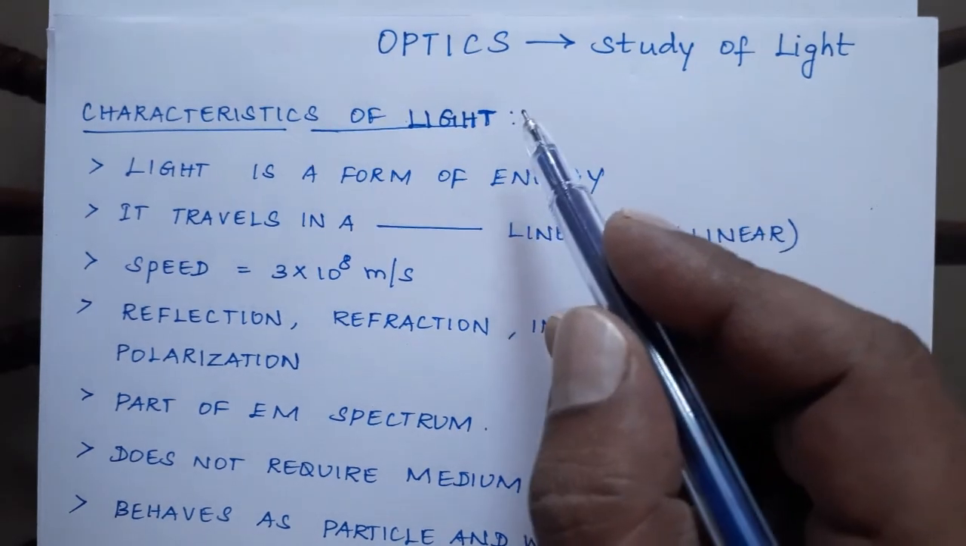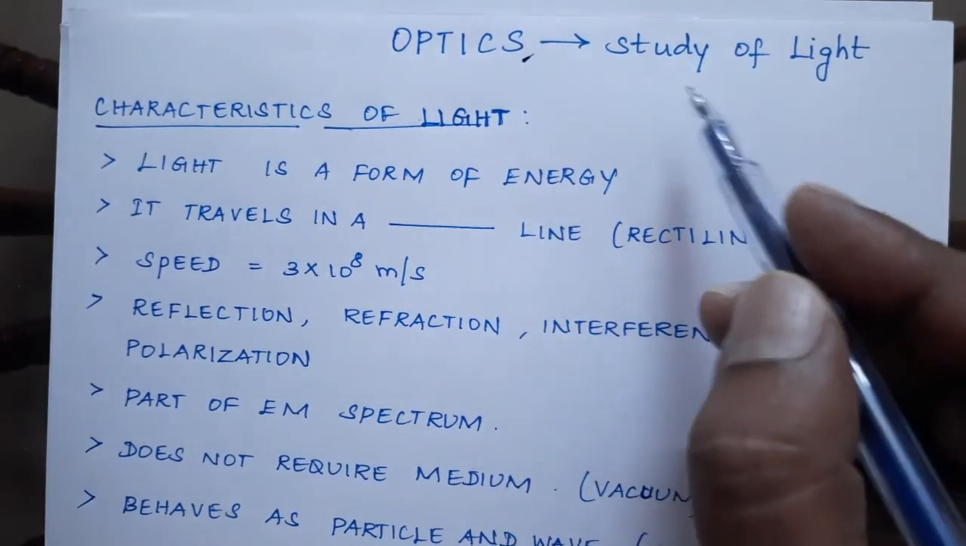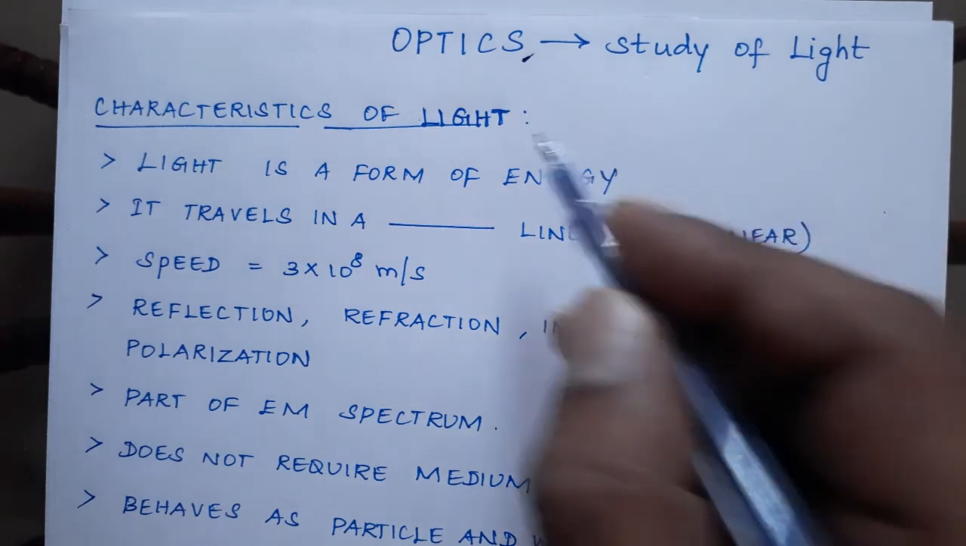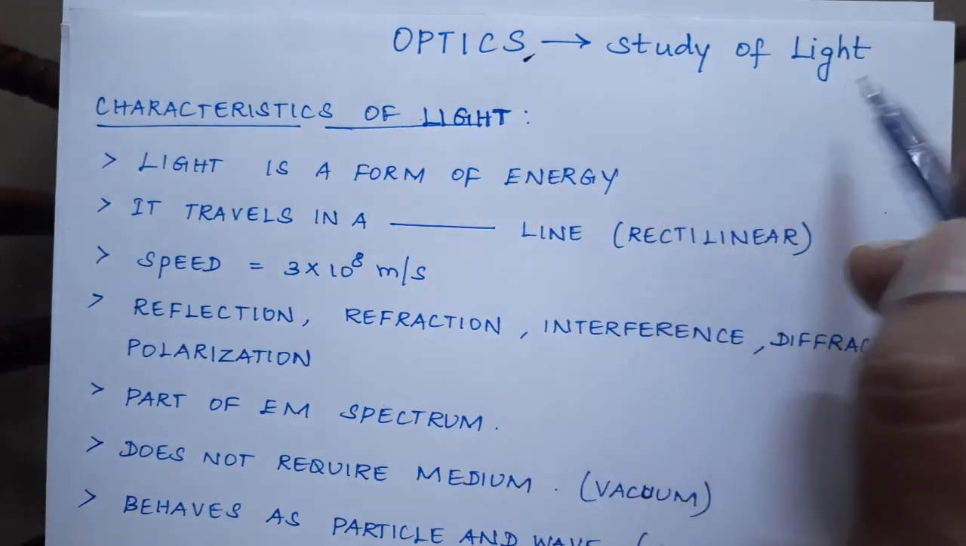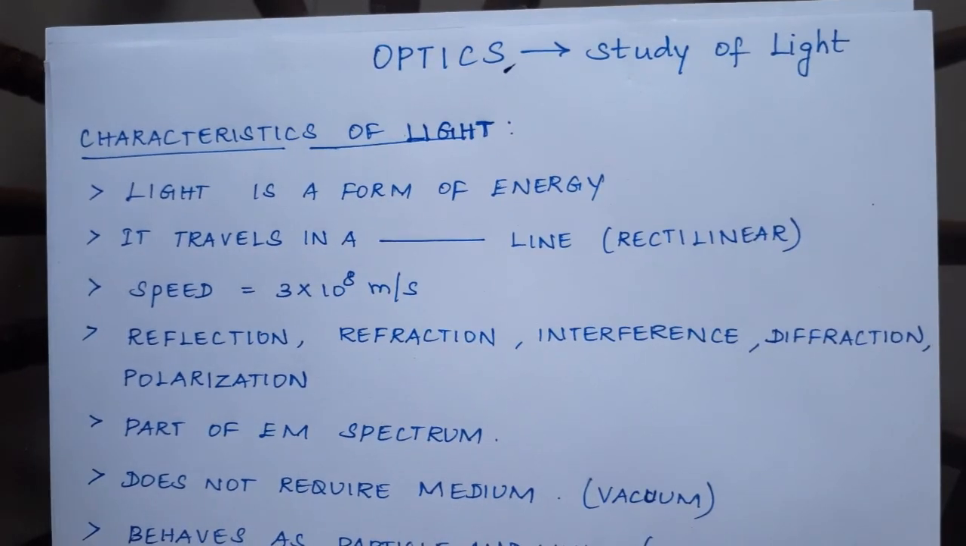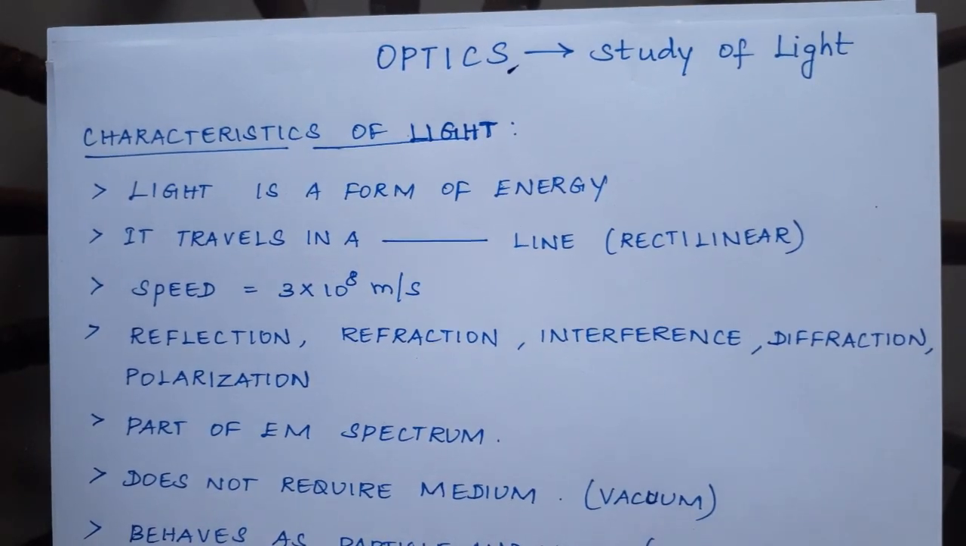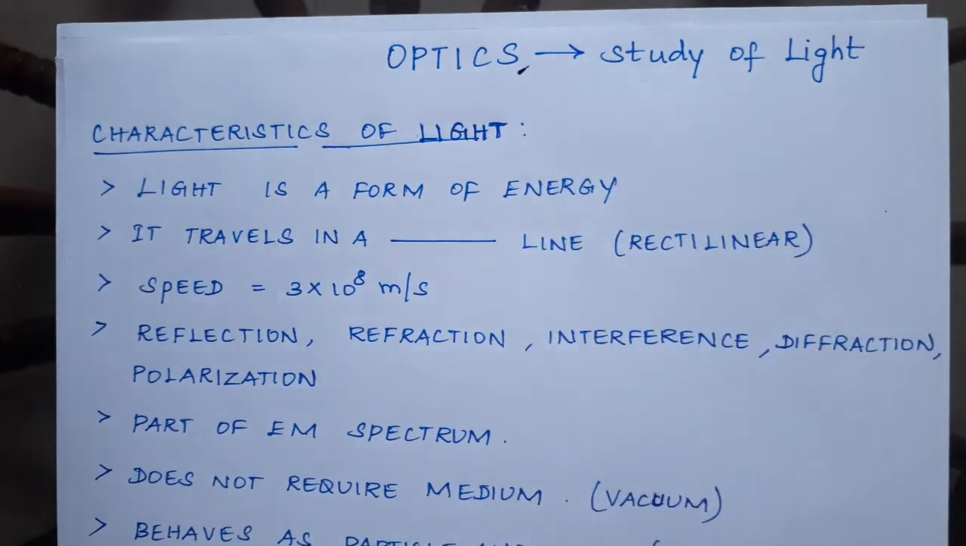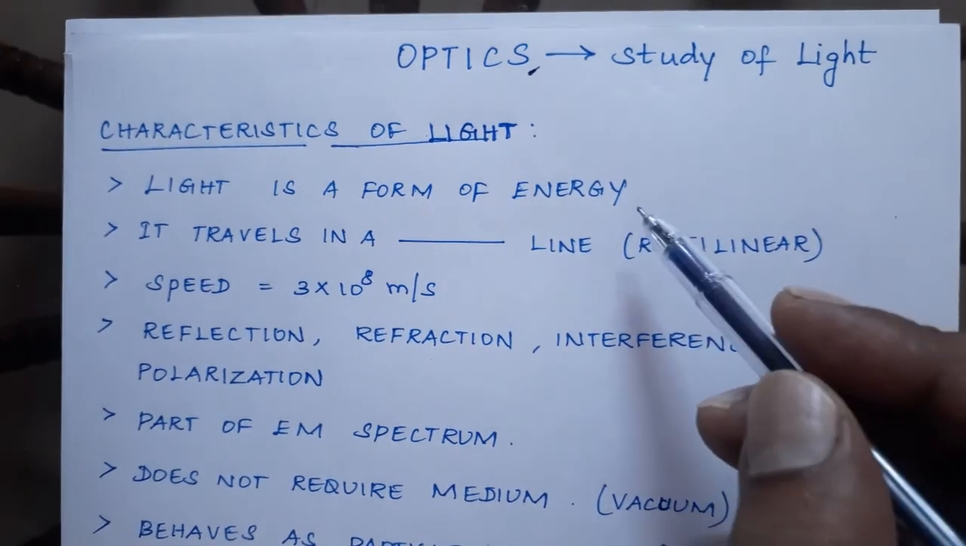So optics is the study of light. Optics means study of light. When we are discussing light, you must know some of its characteristics. So what is light? What are its properties or characteristics? Let me give you point by point.